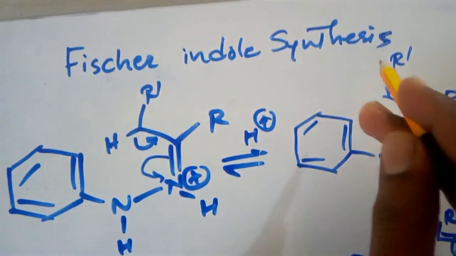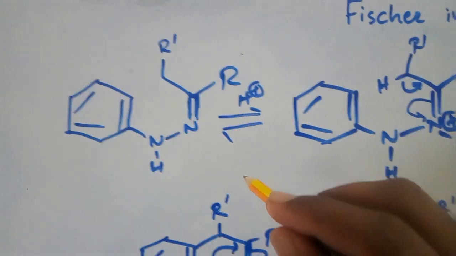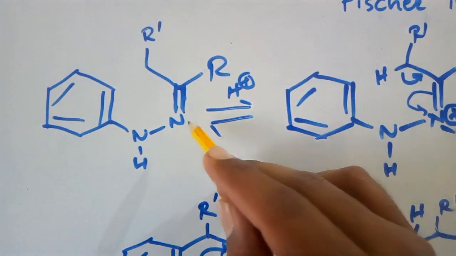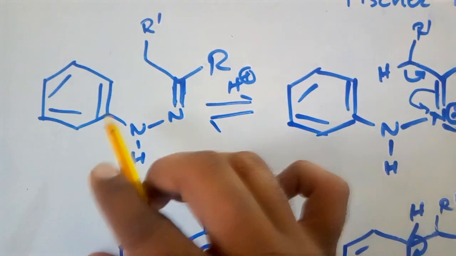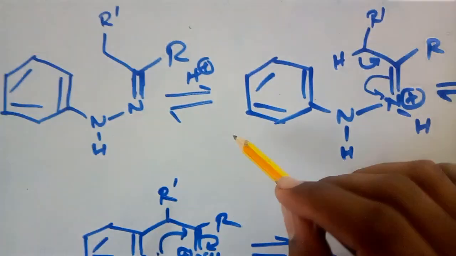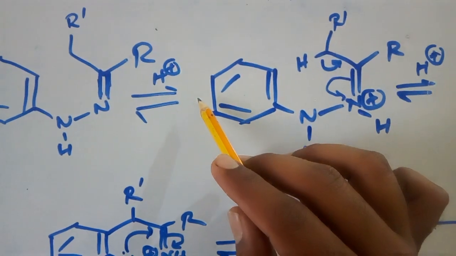Topic is Fischer Indole synthesis. In this synthesis, you have to take phenylhydrazine and an aldehyde or ketone. In the first step, the phenylhydrazine part and the ketonic part condense. Then we are doing this reaction in acidic condition.